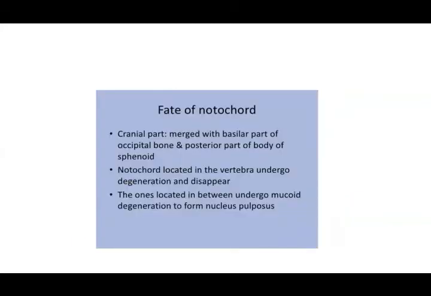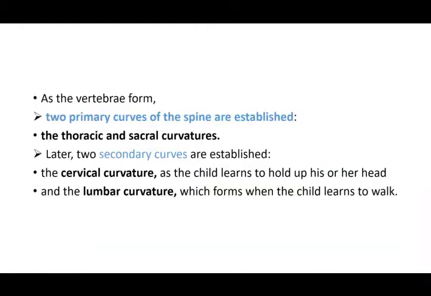Then what is the fate of the notochord that was passing through it? The cranial part merges with the basilar part of the occipital bone, that is above, and the notochord located in the vertebra degenerates and disappears. The part located in between, the mucoid degeneration, forms the nucleus pulposus. So that is how the vertebra or the vertebral column forms.